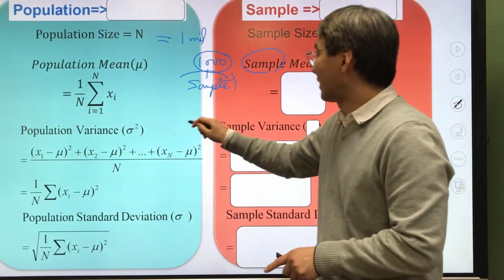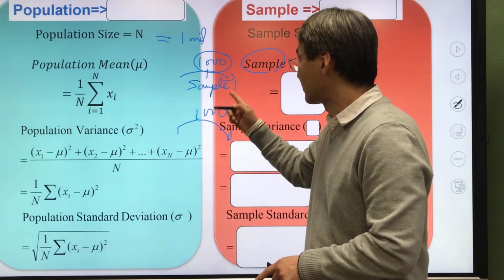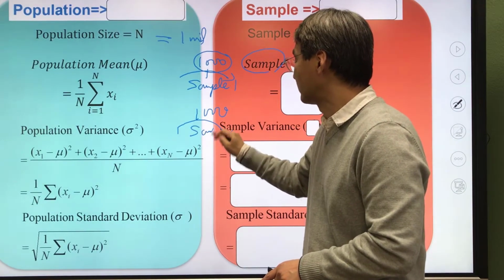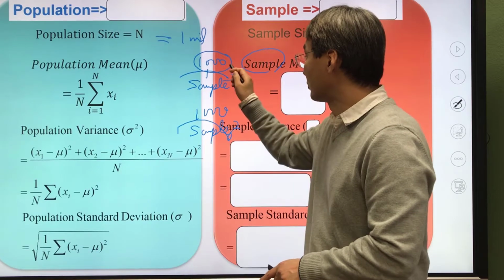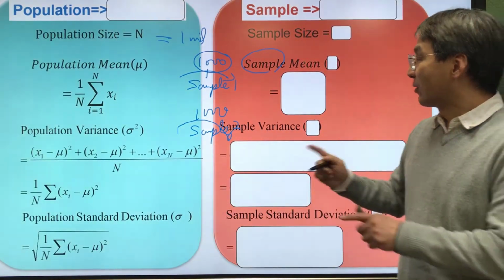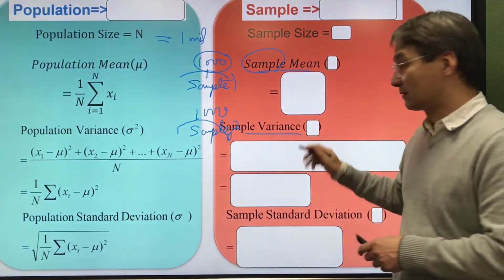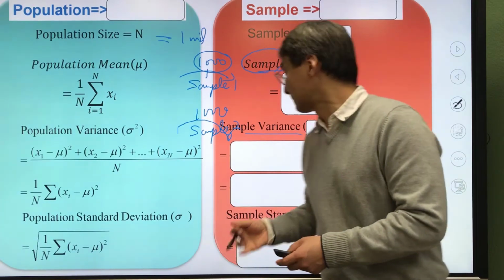And notice that we could have another sample. So another 1,000, and then we have sample 2. We put the 1,000 back and we pick another 1,000. So every time we have a new sample, these values could be different. Most of the time they are different.